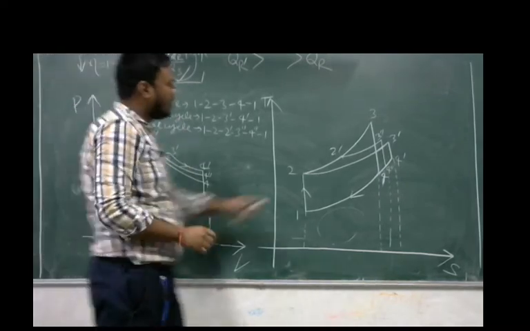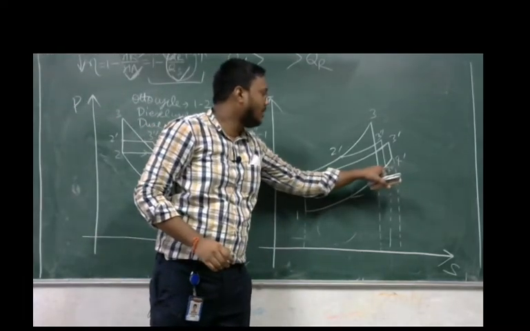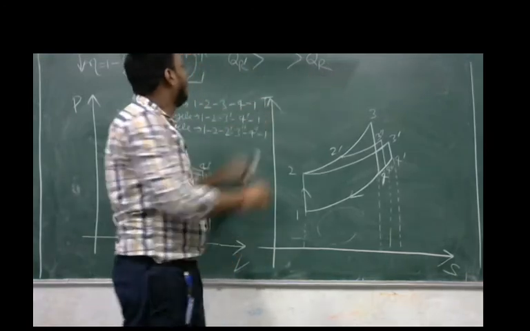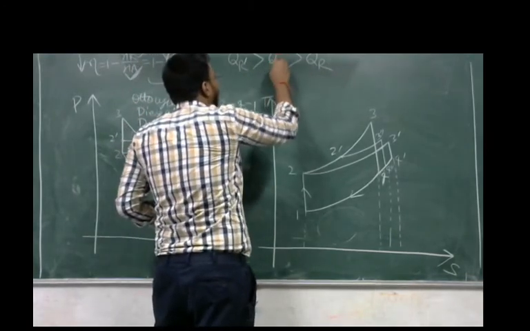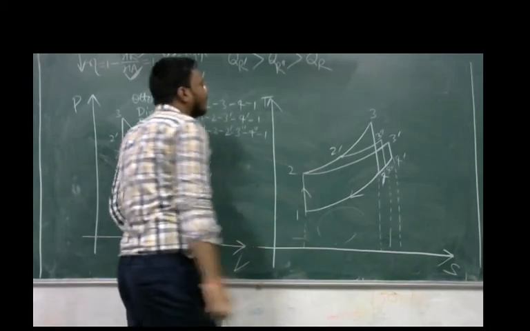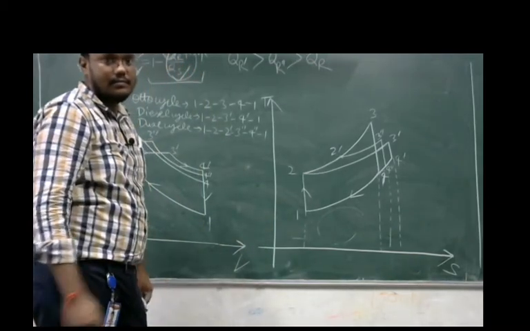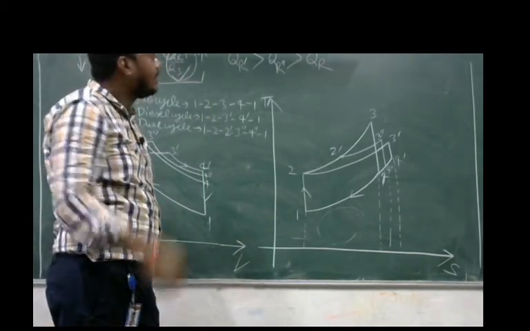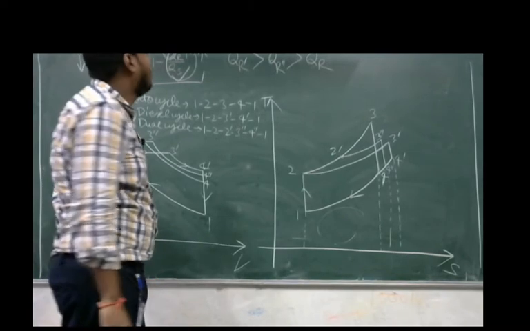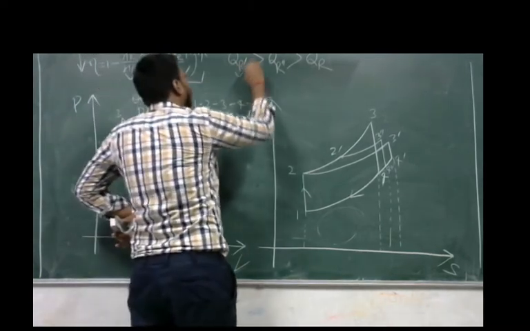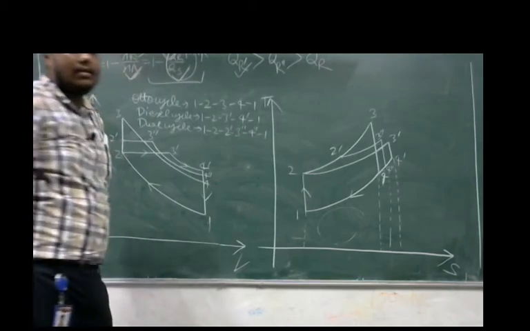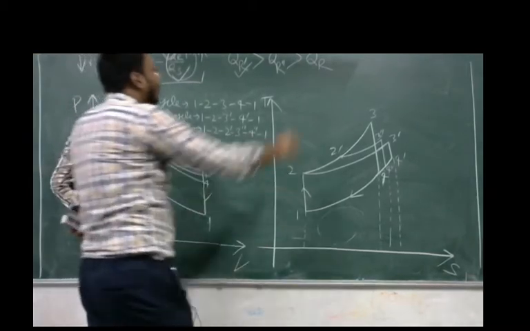And for dual cycle, heat rejection is in between Otto and diesel, so it will come in between Otto. I am representing this by QR double dash. Okay. So heat rejection is maximum for diesel cycle, and minimum for Otto cycle.